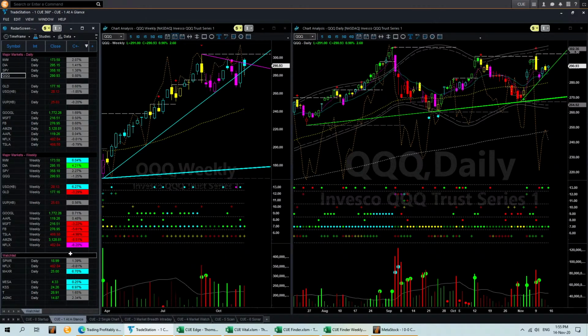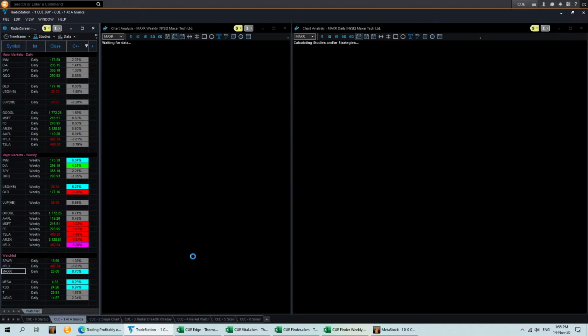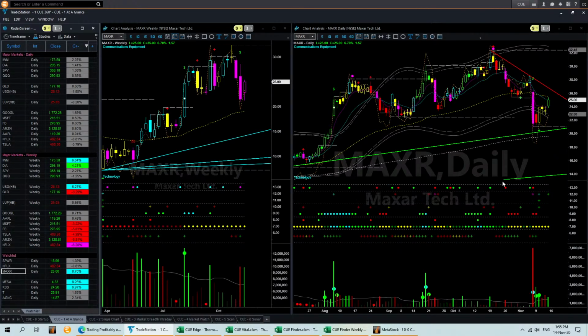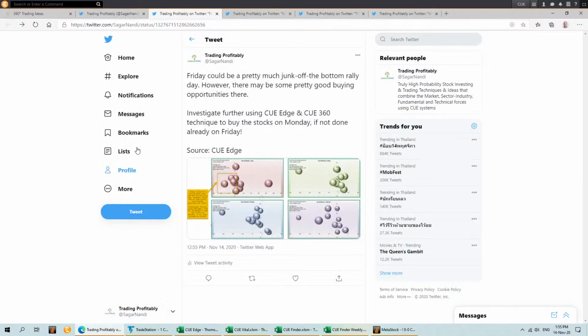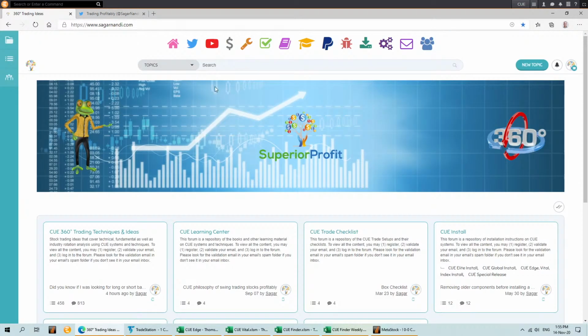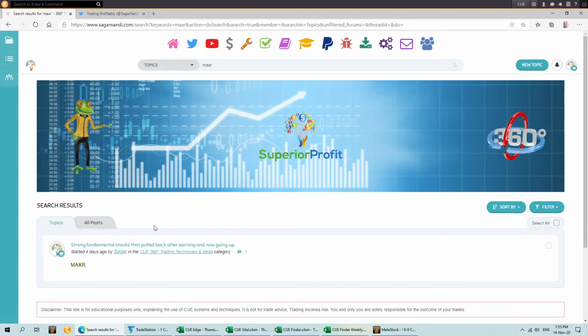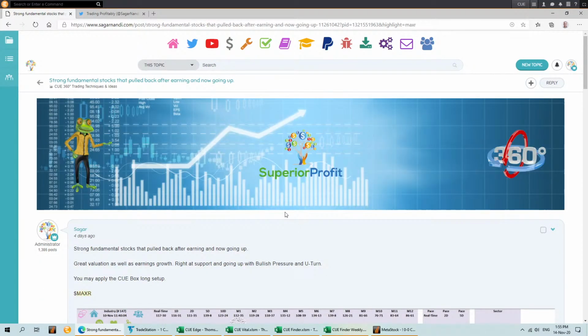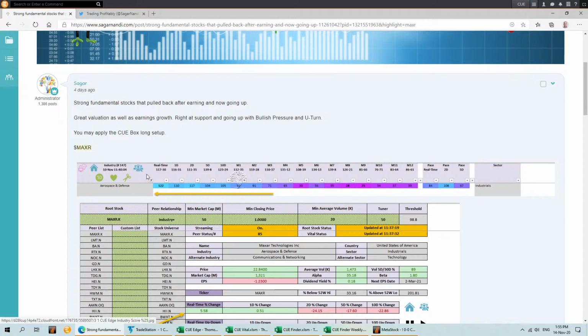Let me first start with MAXR. This is a trade idea that I shared in the traders forum, sagarnandi.com. I shared it as a box trade setup. Let me have a look at the trade setup so that you may see how the chart looked like when I first shared the trade. Not only how it is looking now, but how it looked like when I shared the trade. I shared it 4 days ago.